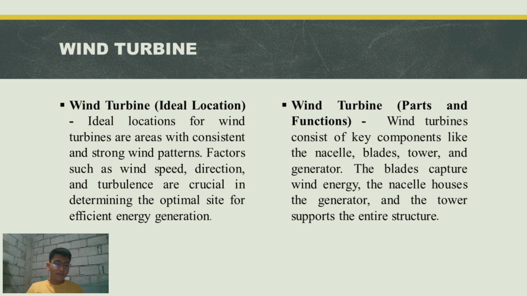Okay, next. Wind turbine parts and function. A wind turbine consists of key components like nacelle, blades, tower, and generator. The blades capture wind, the nacelle houses the generator, and the tower supports the entire structure.